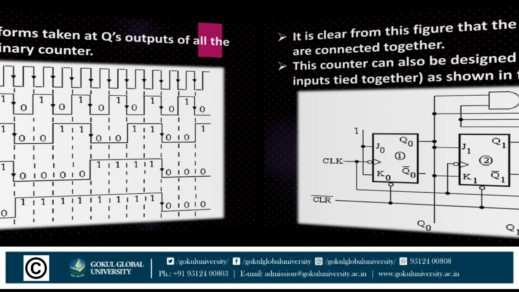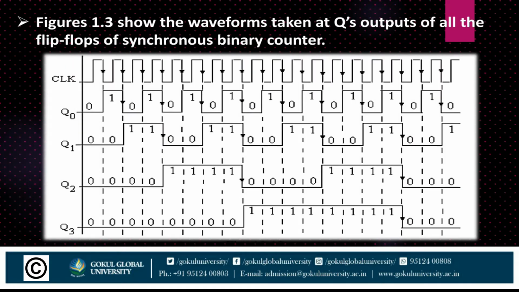Next, figure 1.3 shows the waveforms taken at Q's output of all the flip-flops of the synchronized binary counter. Here, in the waveforms, you see first of all the clock, then Q0, Q1, Q2 and Q3 waveforms.